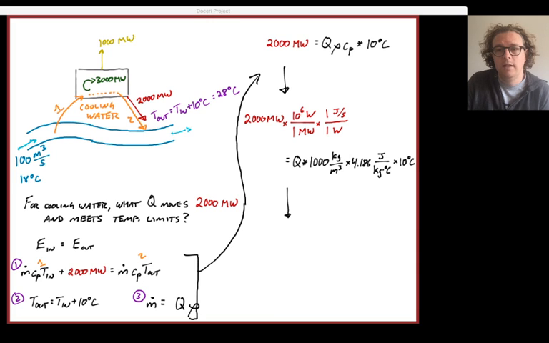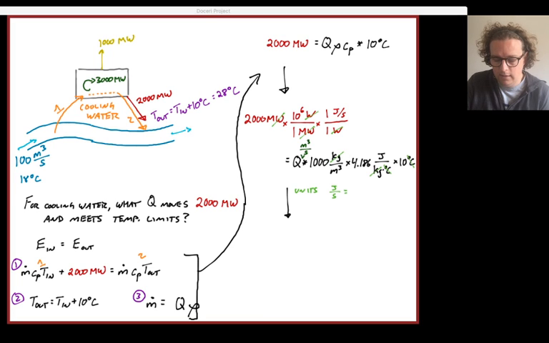I'm plugging in the density of water, 1,000 kilograms per cubic meter, the specific heat of water, 4.186 joules per kilogram per degree Celsius, and 10 degrees Celsius, which we had before. Now, before I move on too far, I'm going to take stock of my units because I see lots of things going on here and I want to make sure I get that right. On the left-hand side, I have units of joules per second. And you can see in this light green color, I'm canceling out watts and megawatts over there. But what about the right-hand side?